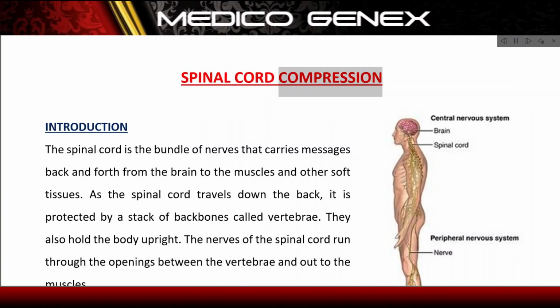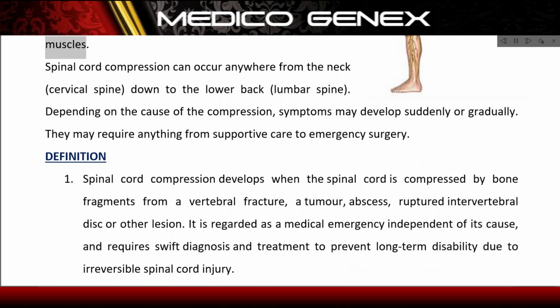Spinal cord compression. Introduction. The spinal cord is the bundle of nerves that carries messages back and forth from the brain to the muscles and other soft tissues. As the spinal cord travels down the back, it is protected by a stack of backbones called vertebrae. They also hold the body upright. The nerves of the spinal cord run through the openings between the vertebrae and out to the muscles.